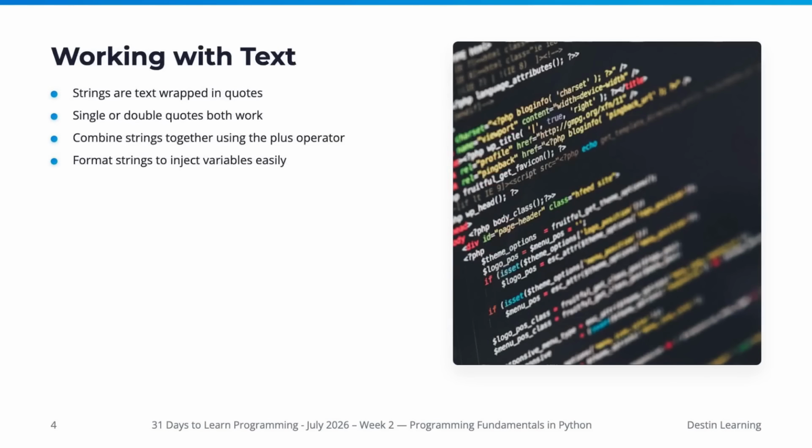Next up, let's explore working with text, or what we call strings in Python. Strings are simply sequences of characters wrapped in quotes. You can use either single or double quotes. Both work perfectly fine. A powerful feature is the ability to combine strings using the plus operator, allowing you to concatenate pieces of text. Furthermore, Python offers excellent capabilities for formatting strings, which enables you to easily inject variables or dynamic values directly into your text, making your output much more flexible and readable.